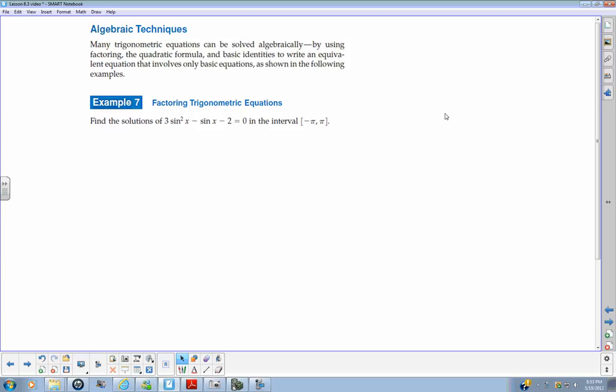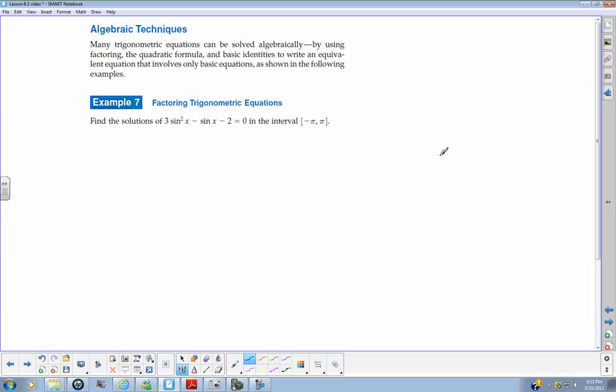Number 7 says find the solutions of 3 sine squared x minus sine x minus 2 equals 0. And we want to do this just in the interval between negative pi and pi. So we're not looking at all solutions. We're just looking at some specific ones here. So what we want to do is factor this.